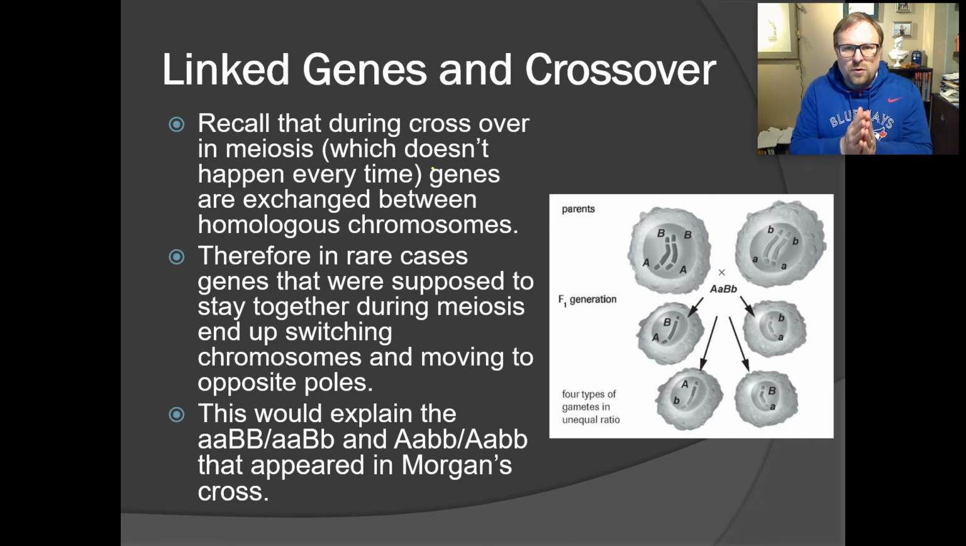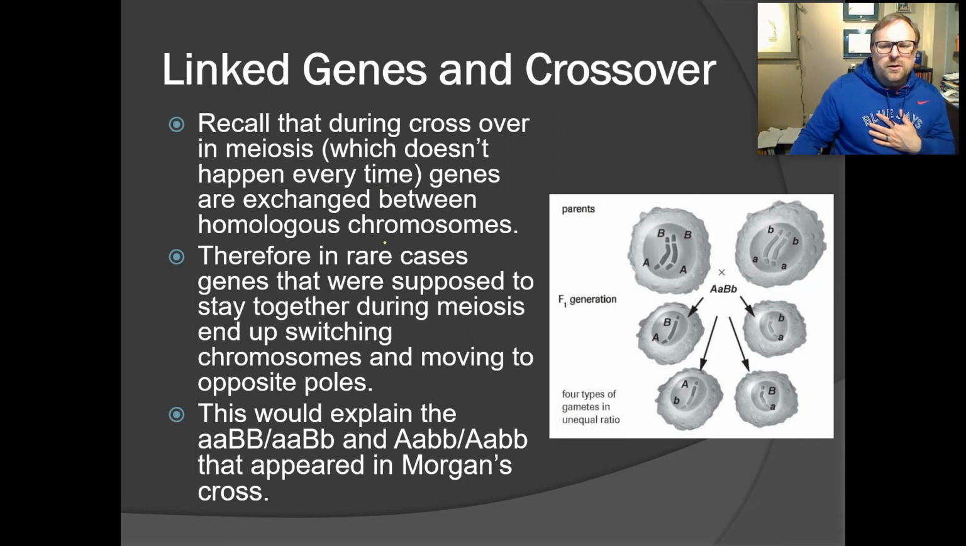Remember, in prophase 1, when those tetrads start to get close to each other and start to pair up, what ends up happening is they swap. They cross over, and they swap some genetic material, coming back just a little bit different from where they started. So during crossover in meiosis, which doesn't always happen but does happen infrequently, genes are exchanged between homologous chromosomes. So that's what we're showing over here.